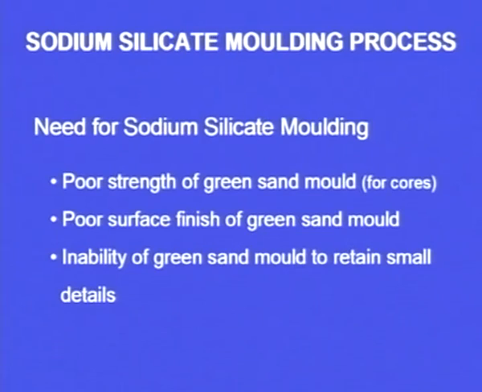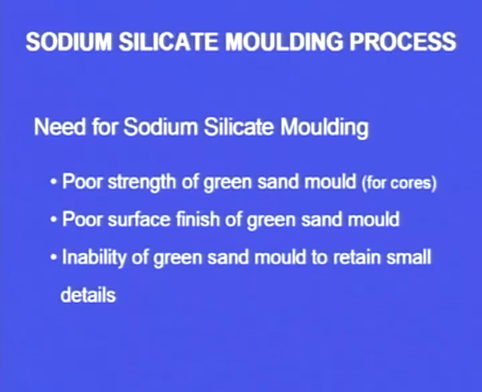If we want to cast a component with small fins or small details, the pattern also will be having small details, small fins, and we mould the pattern in the moulding box. When we withdraw the pattern, the cavity where these small fins are located will be damaged. We cannot cast these small fins successfully by using green sand moulding. So, these are the important drawbacks of the green sand moulding.